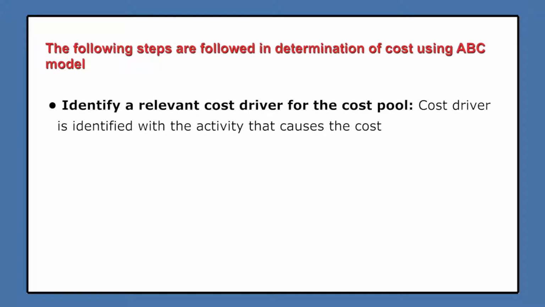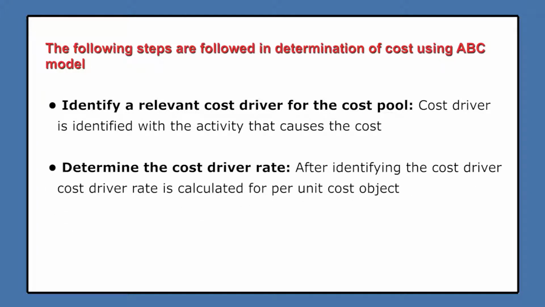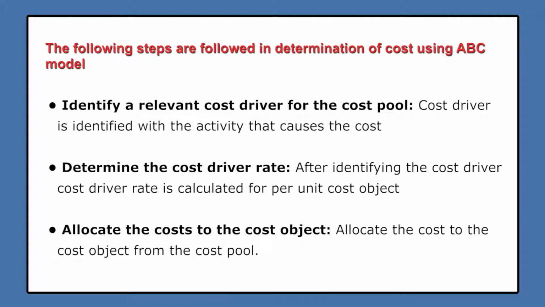Identify a relevant cost driver for the cost pool. Cost driver is identified with the activity that causes the most cost. Determine the cost driver rate. After identifying the cost driver, the rate is calculated per unit of cost object. Allocate the cost to the cost object. Allocate the cost to the cost object from the cost pool.